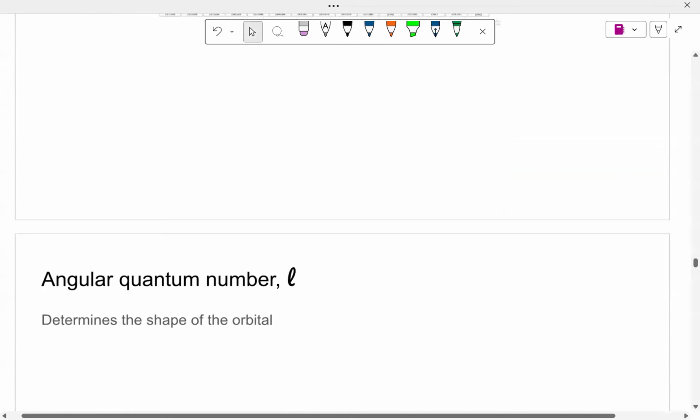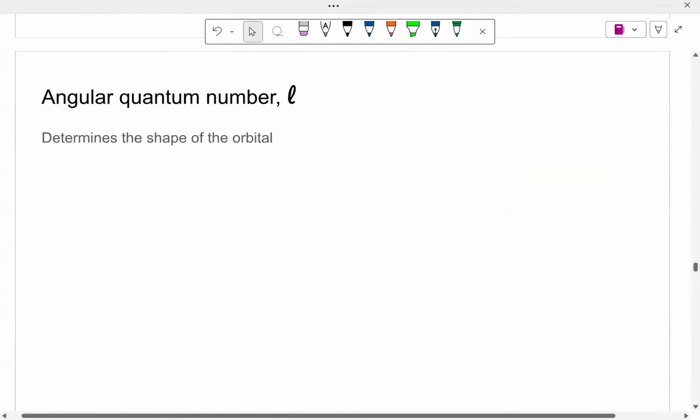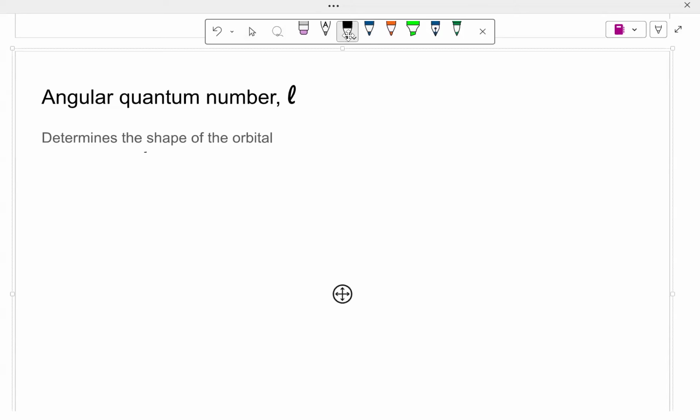Now the next one we're going to look at is known as the angular quantum number, for which we use a cursive lowercase l. This basically tells you the shape of the orbital. Again, I want to highlight that an orbital is a mathematical solution, and that mathematical solution forms a shape that can be graphed on an X, Y, Z coordinate system, forming a three-dimensional shape.